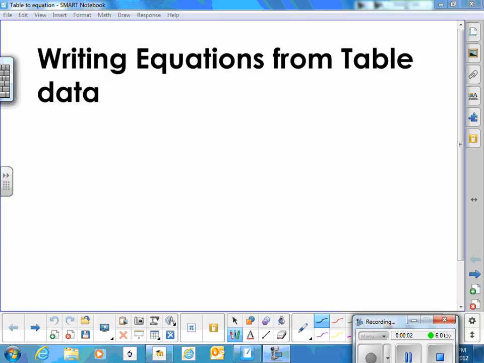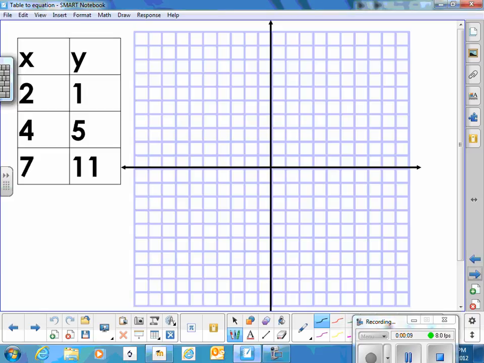This video clip is on writing equations from table data, so data that's been organized in a table. Here we have a column of x values, a column of y values. So we can plot those coordinates on a graph if we want to come up with an equation.